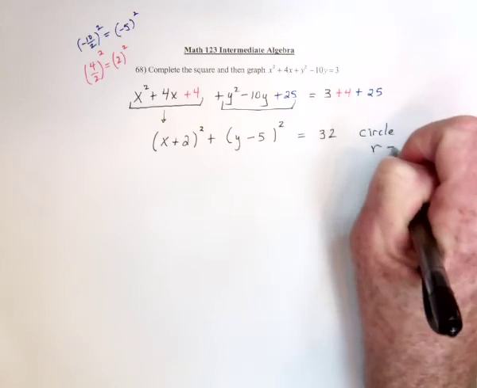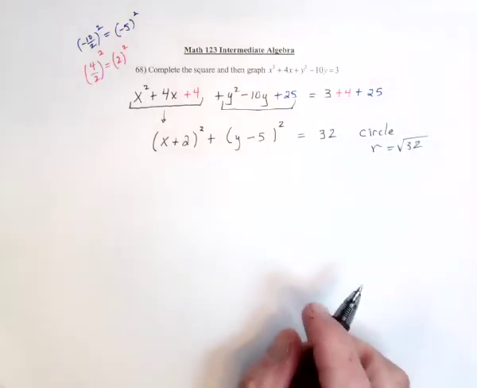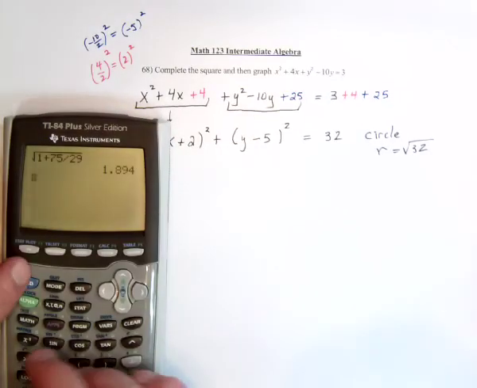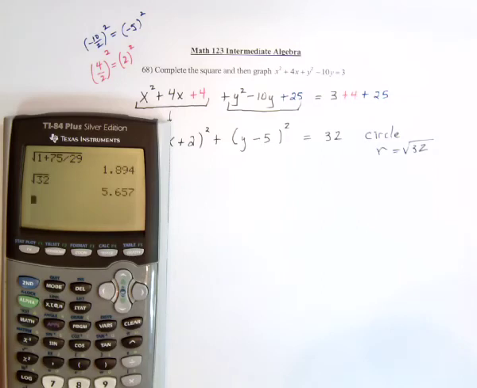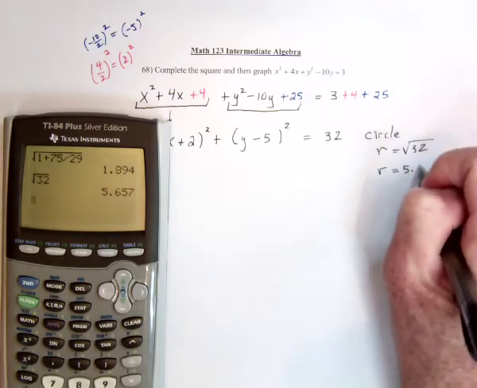And the radius of the circle is the square root of 32. How much is that? Square root of 32 must be 5 point something. So the radius is approximately 5.657.